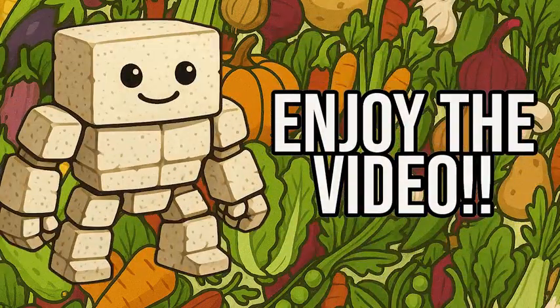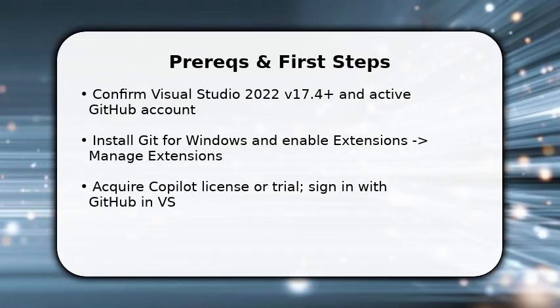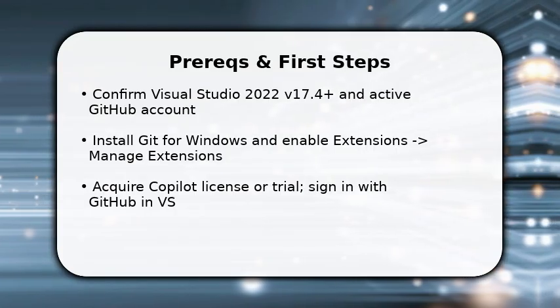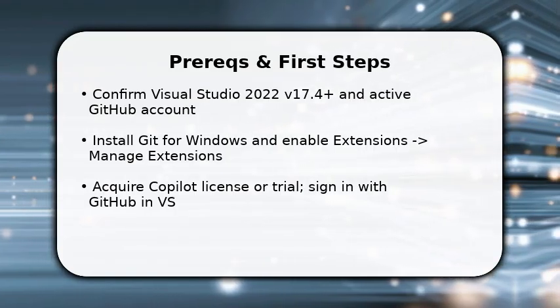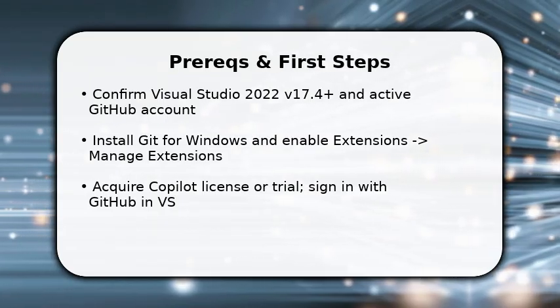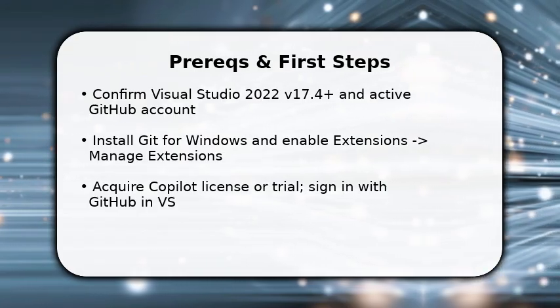Please enjoy the video. You start by confirming prerequisites. Visual Studio 2022 updated to the required build and a GitHub account with Copilot access. Once done, install Git for Windows if missing and open Visual Studio. Sign into Visual Studio with your GitHub credentials so the editor can use your license.